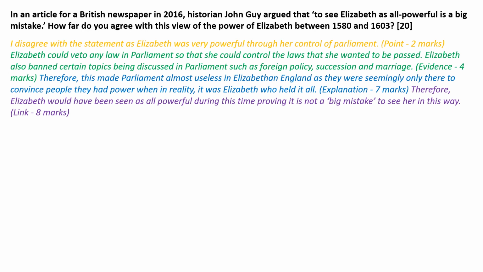Therefore, Elizabeth would have been seen as all-powerful during this time, proving it is not a big mistake to see her in this way. So that is our link to the question, and at this point we would be on 8 marks. We have a very clear Peel structure, our point that she's powerful due to her control from Parliament, our evidence because of veto and banning topics in Parliament, our explanation because Elizabeth held the power, Parliament didn't have any in reality, and our link, literally a direct quote from the question, proving it is not a big mistake to see her in this way.